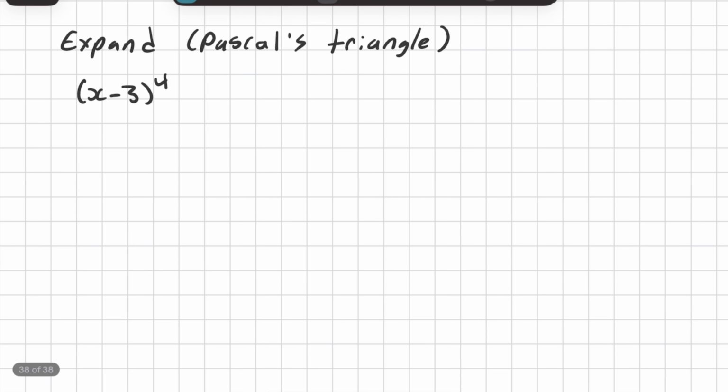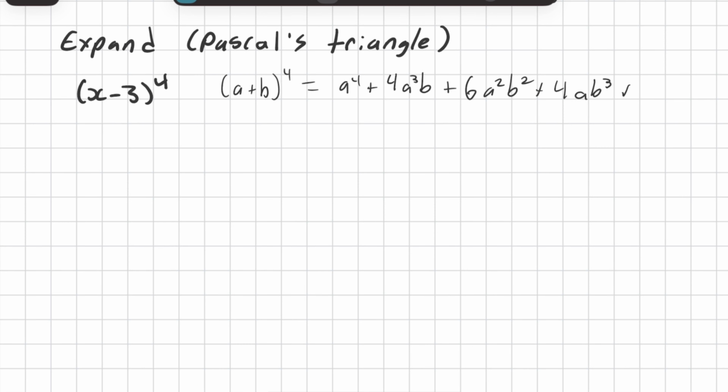Okay, last question. This is just expand using Pascal's triangle. So this is actually very easy. I guess you could do it without using Pascal's triangle, but we're just going to do it with Pascal's triangle. So when you're doing Pascal's triangle, you know that (a plus b) to the 4 is going to equal a to the 4 plus 4a to the 3, b to the 1, plus 6a squared, b squared, plus 4a to the 1, b to the 3, plus b to the 4. That's the whole equation for that.